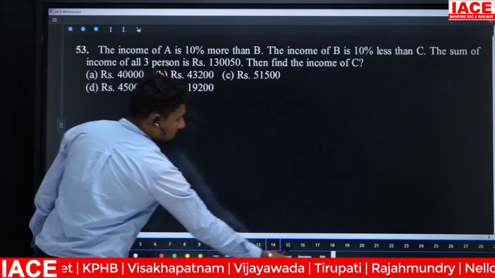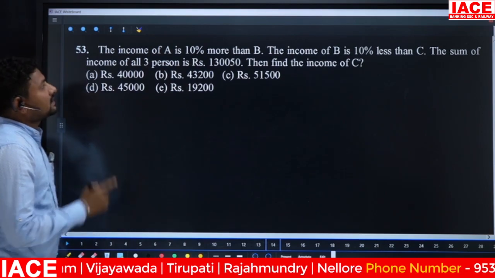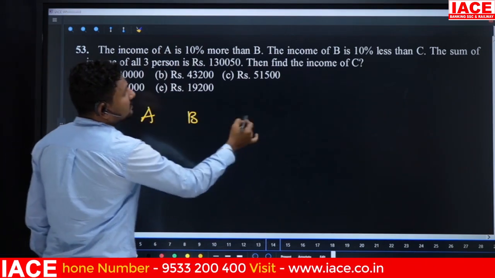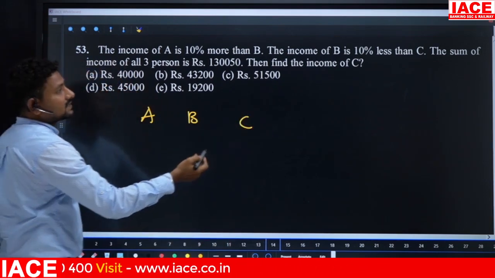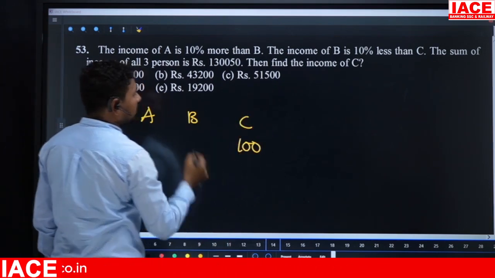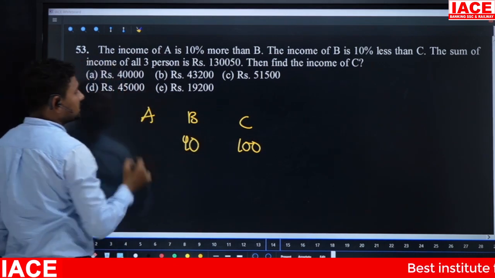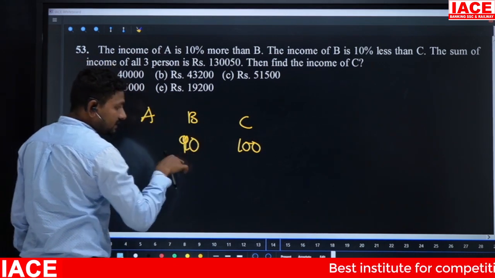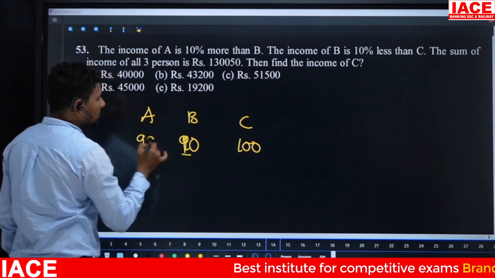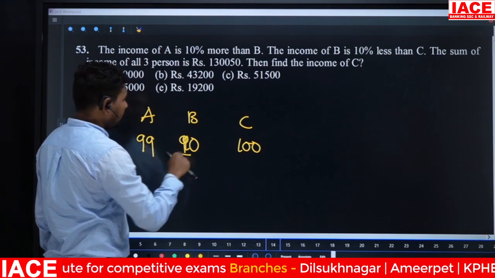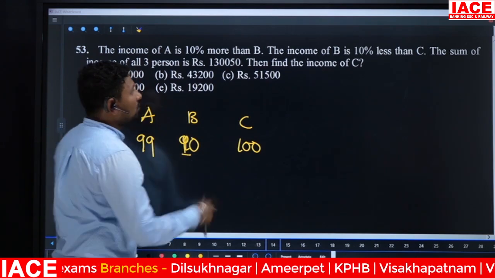And go for the next one. The income of A is 10% more than B, and A and C are also there. Then B is 10% less than C. C is assumed 100, then B is what, 90. And comparing to B of 90, A's value is 10% more, which means 10% of 90 is 9. 9 is added, it is equal to 99. 99 plus 90, it is 189. 189 added to 100 is 289.